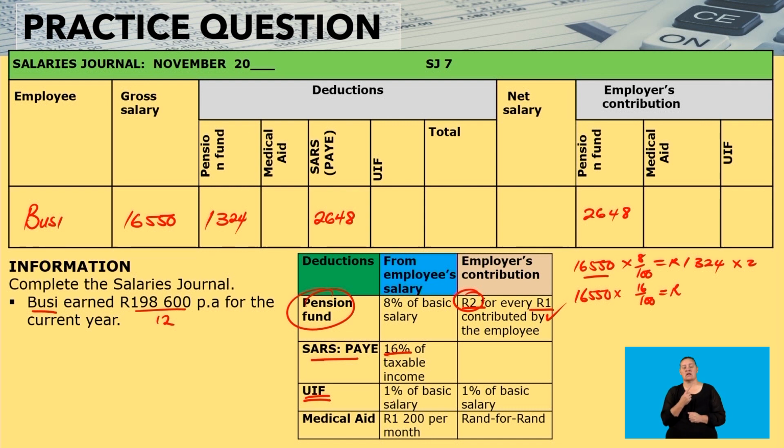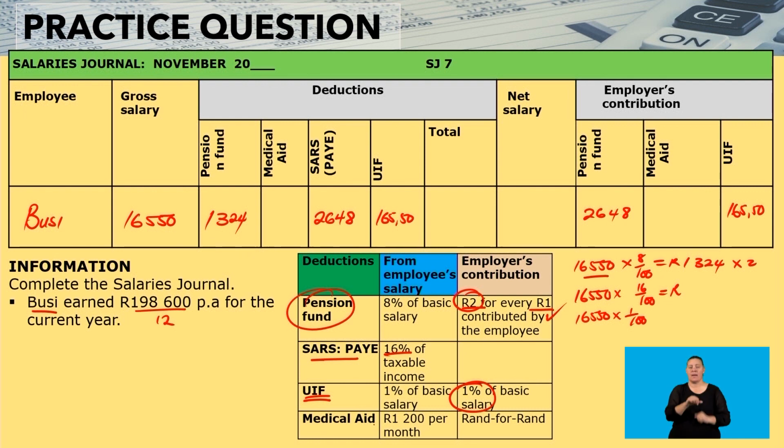It says, from the employee, the company will deduct 1% of the basic. 1% of the basic is how much? The basic is your 16,550. So I'm taking 16,550, multiply that by 1%. That is going to give me 165 rands and 50. I'm going to come to my UIF, 165 rands and 50. Then the employer's contribution is also 1% of the basic. That means here I'm going to get also 165 rands and 50.